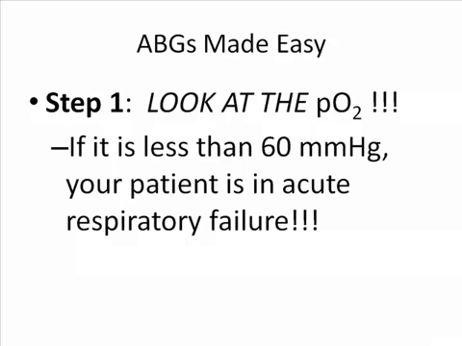Now remember, step one, you need to take a very quick look at the PO2, and this often gets forgotten because we get so busy trying to think of how to name our ABGs, we don't actually look to see whether the patient is having problems oxygenating. And so PO2, remember, if your patient's PO2 is less than 60 millimeters of mercury, your patient is in acute respiratory failure most likely.